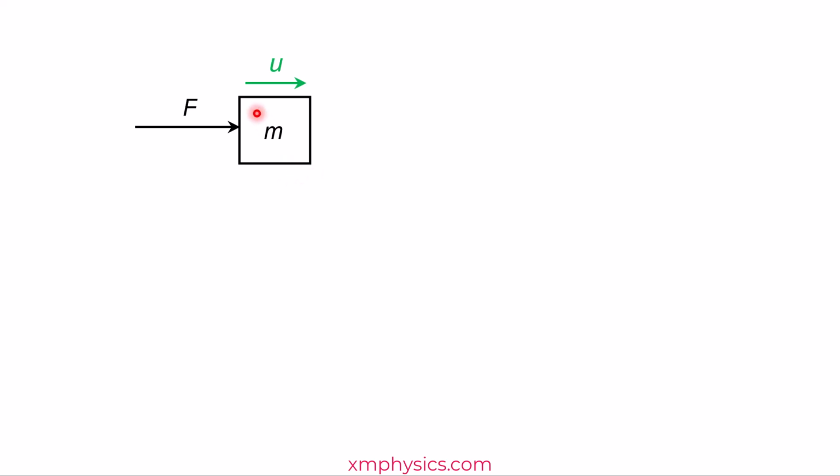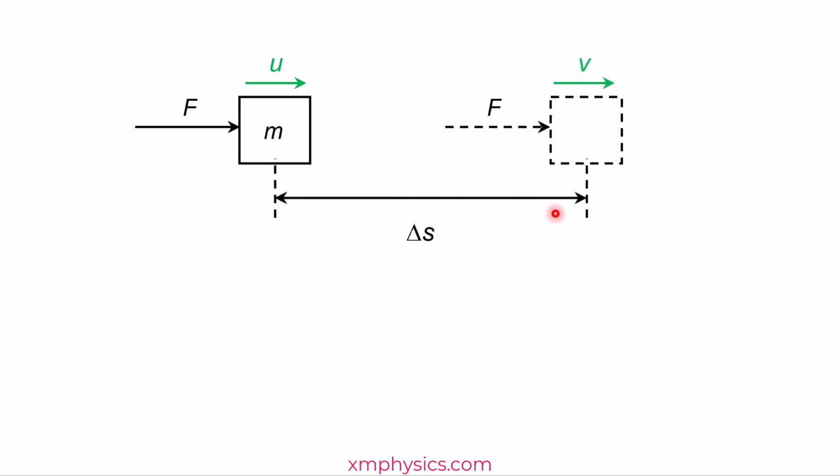Hello people, we have a mass m with an initial velocity of u being pushed by a constant force F. So the mass is going to move some distance delta s, and at the end of it, it will be moving at a velocity of v. Since this is a constant force F, the mass must be undergoing uniform acceleration, which means we can use the equations of motion. So this is the v-squared equation.